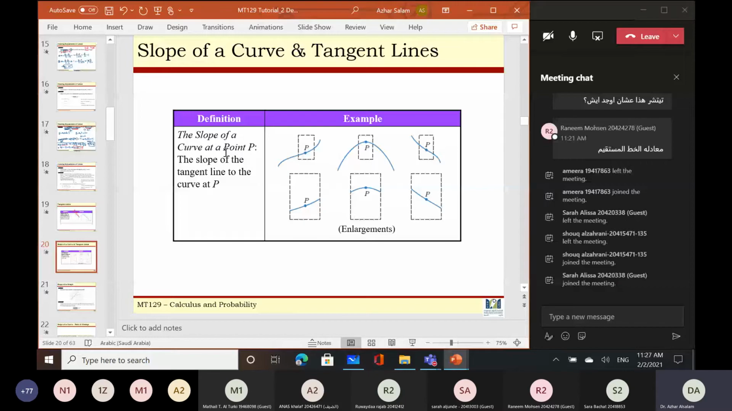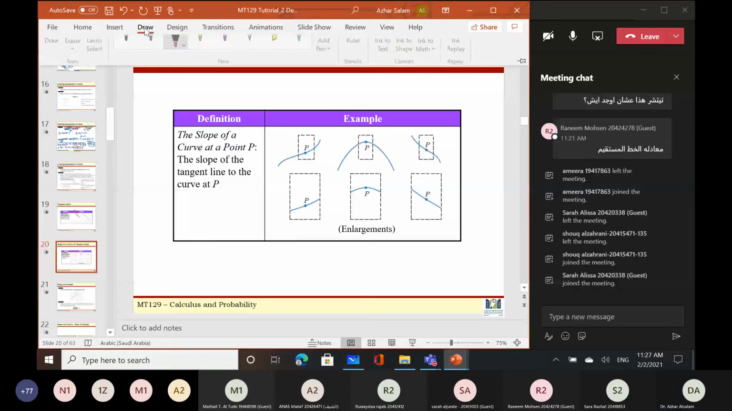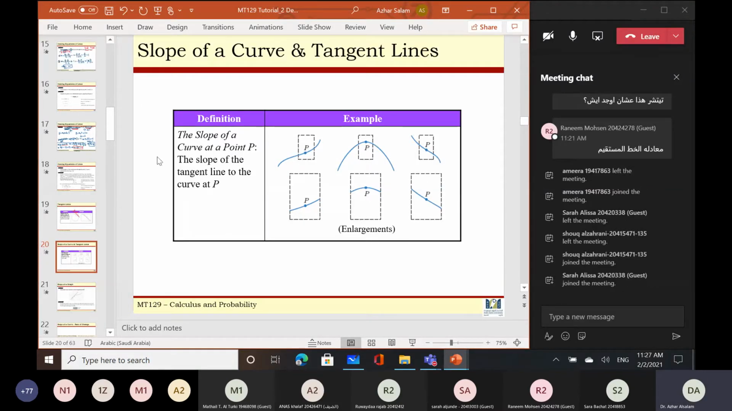Okay, the slope of a curve. Using the same definition of the tangent, we will find the definition of the slope of a curve. When I have a curve like this, how do I find the slope at a certain point, which is P? I just draw a tangent line at this point and find the slope of this tangent.